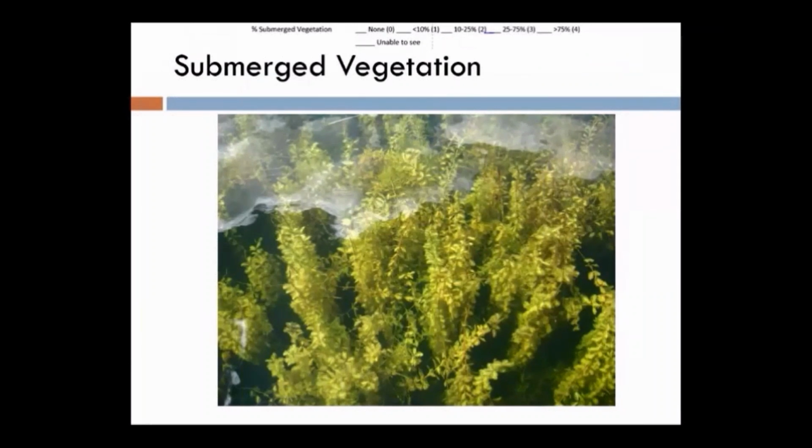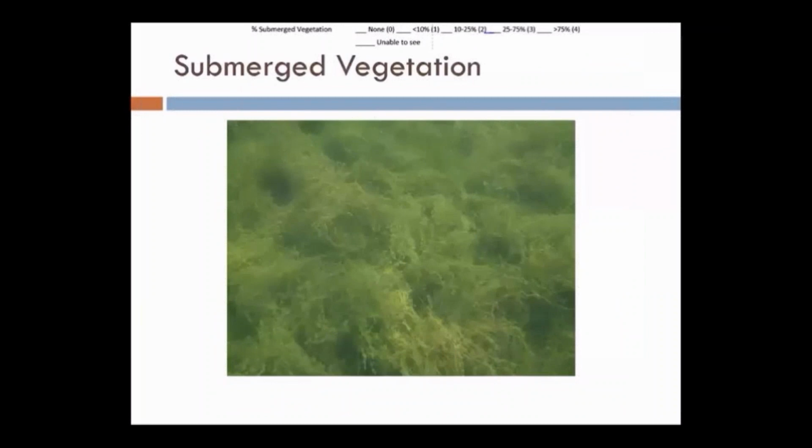Here's an example of submerged vegetation. Submerged vegetation may come close to the surface. Small flowers or other reproductive structures may break the surface, but the rest is underwater and counts as submerged vegetation. Submerged vegetation may also be far beneath the surface, growing low against the lake bottom.